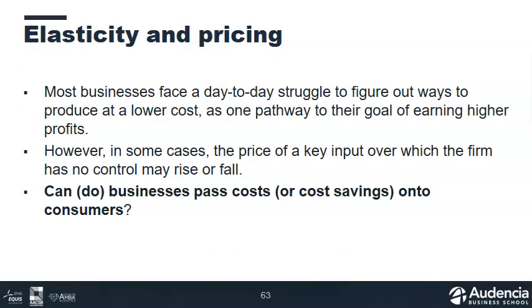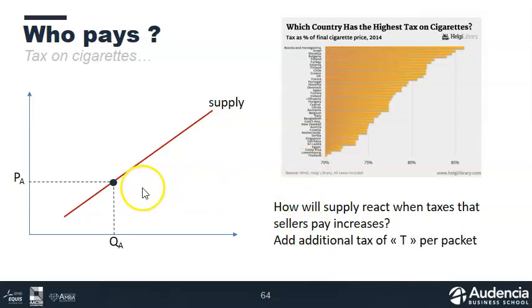Now, elasticity in pricing obviously has an impact, and we saw that already. It determines if a change in price will have an impact on revenue. Elasticity also has an impact, and this is why it's interesting in macroeconomics, on who pays a tax. Imagine we raise a tax on some product, and here we have supply and demand, and we're looking, for example, at cigarettes.